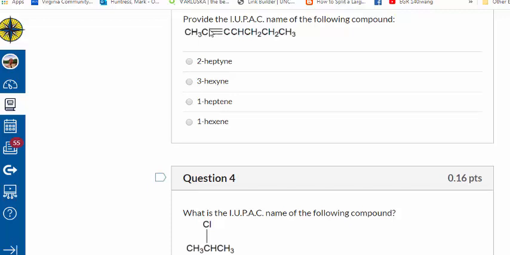So since the triple bond is at the second carbon, this is 2-heptyne, and you might want to just check to make sure that there are 7 carbons in here, because that's what hept means, the 7.